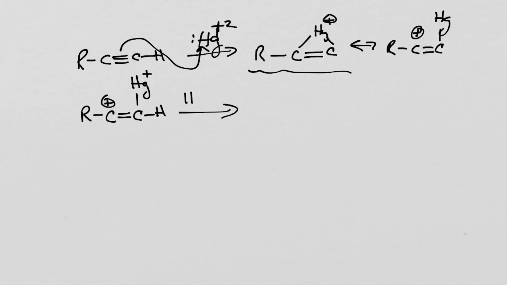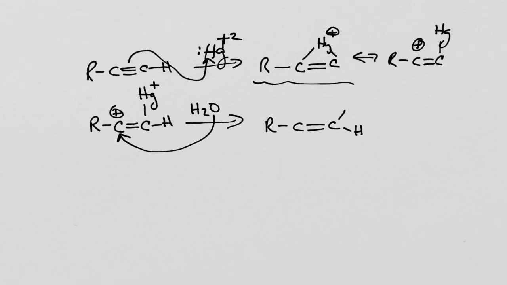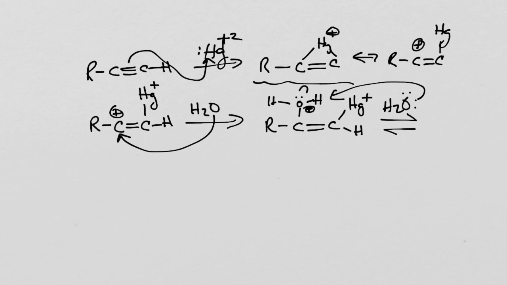The water coming from the sulfuric acid in water, that's the conditions of this reaction, is going to attack that carbocation, forming this protonated intermediate. Proton transfer is going to generate the mercury enol.